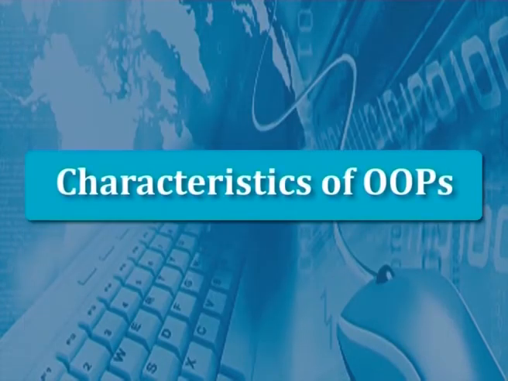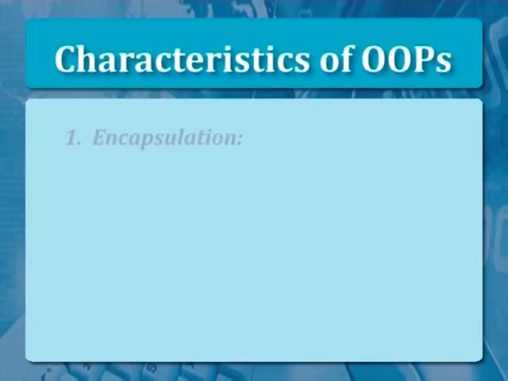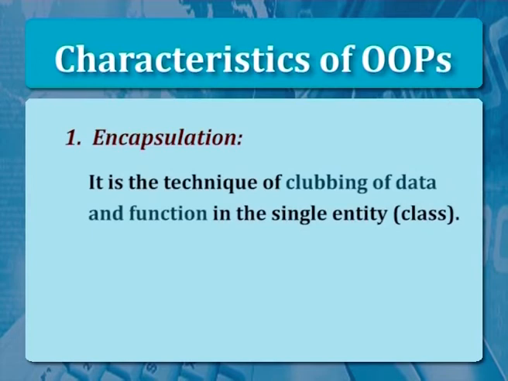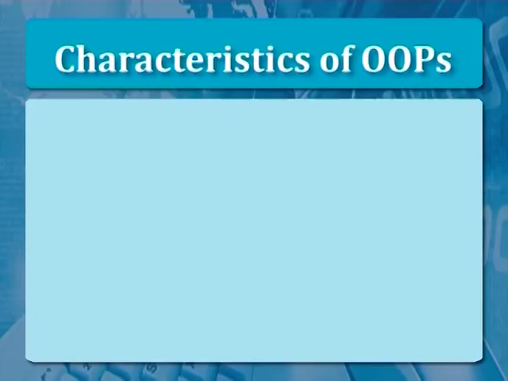Characteristics of OOPS. Do you know, my dear students, object-oriented programming has certain unique characteristics which make the OOPS concept so essential. The very first one is encapsulation. Encapsulation is the technique of clubbing data and functions in a single entity, the class. Thus, an object can be seen as a complete entity with data and its behavior.